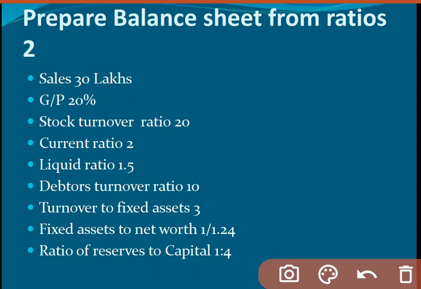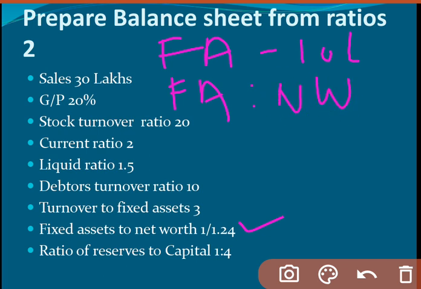The next one is the fixed assets to net worth ratio. We have already found that fixed asset is 10 lakhs. Based on this fixed asset, we can find the value of net worth. Fixed asset to net worth is 1 divided by 1.24, that means 1:1.24. That is, fixed asset is 1, net worth is 1.24.